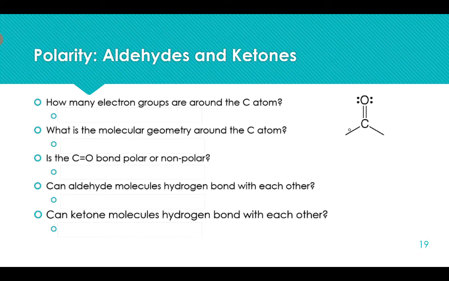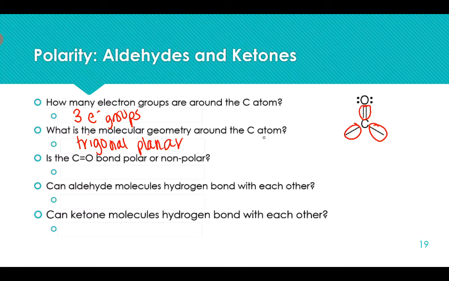This carbon here has a total of 1, 2, 3 electron groups around it. That means that this molecular geometry here is trigonal planar. That means that this is flat. All of these atoms are in one plane.